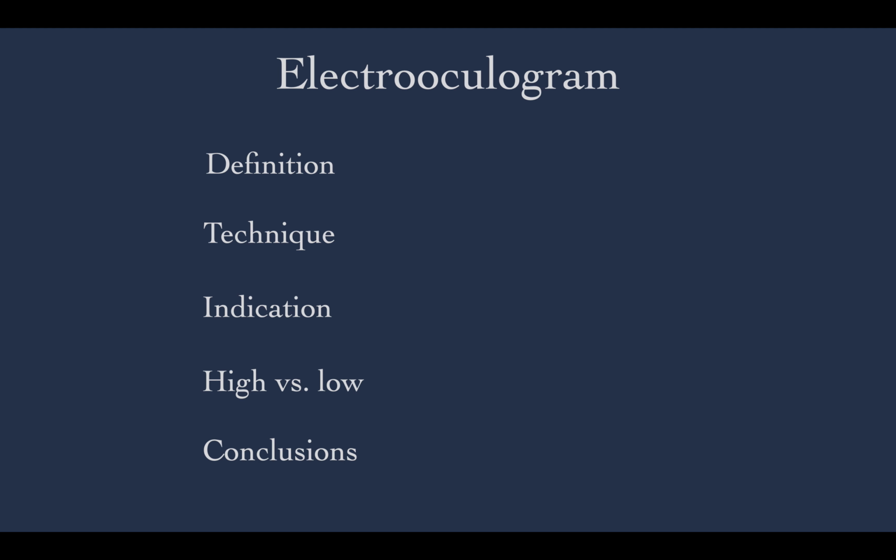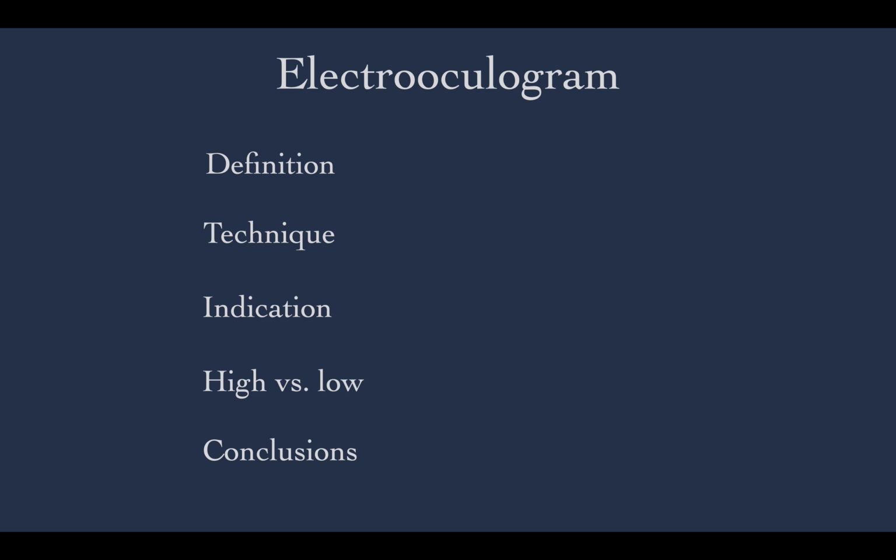In this video we're going to talk about the electrooculogram, or electrooculography, or EOG. This is an electrophysiology exam that measures the resting electrical potential between the cornea and the Bruch's membrane. For this technique, pairs of electrodes are placed above and below the eye, and to the left and right side.